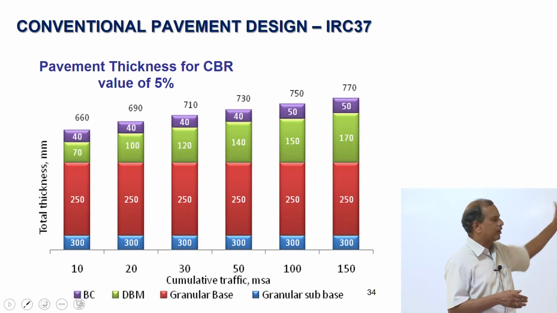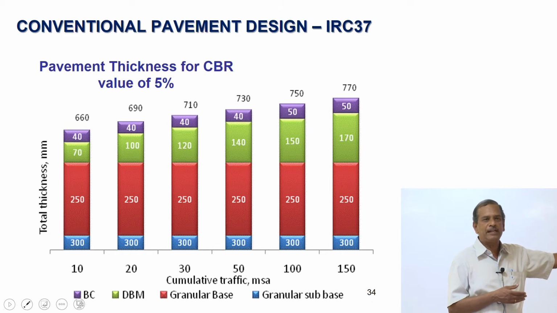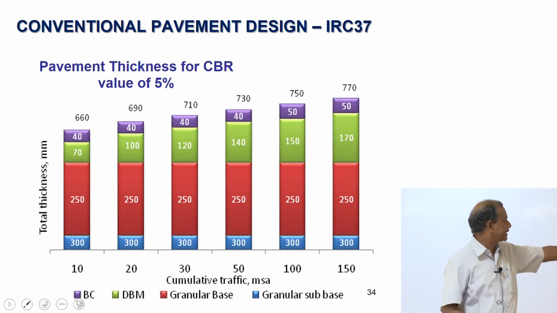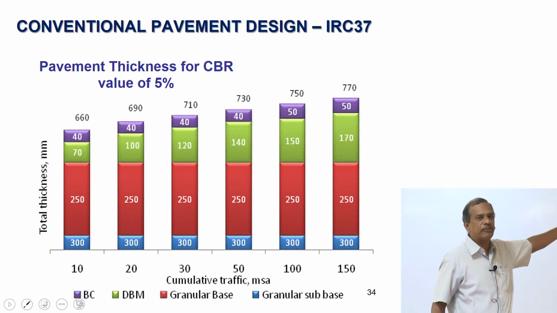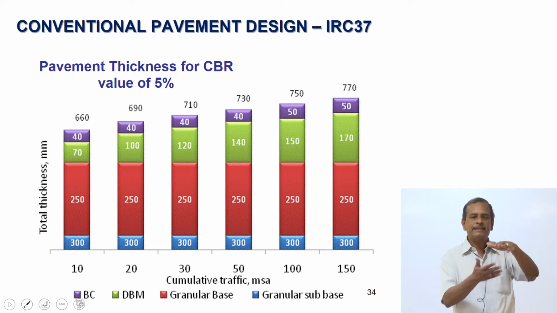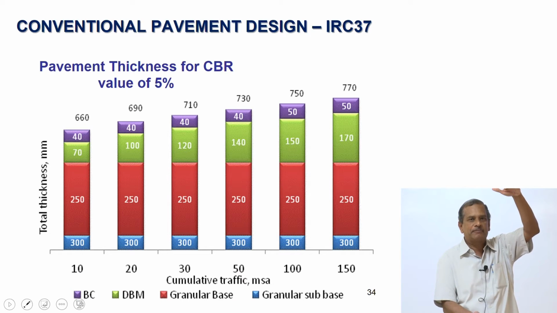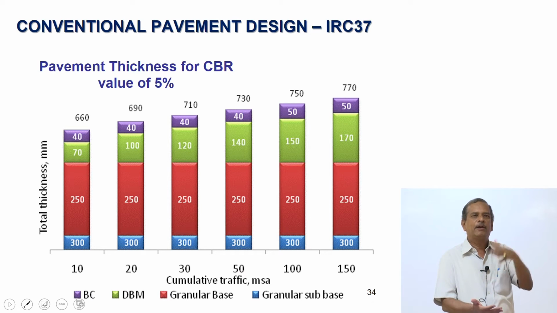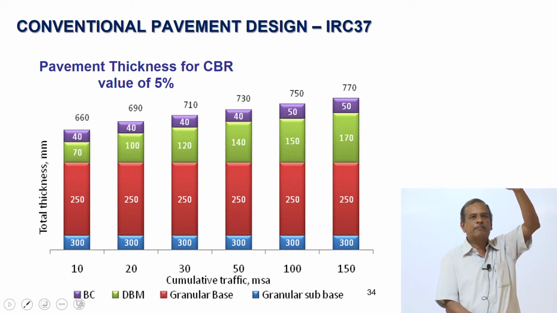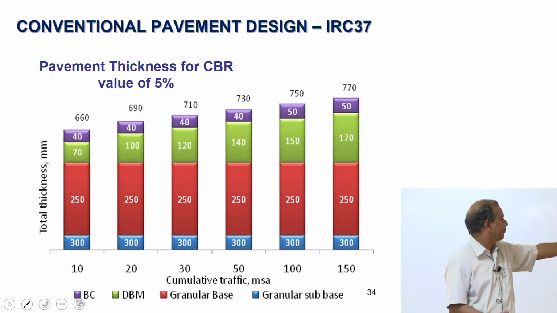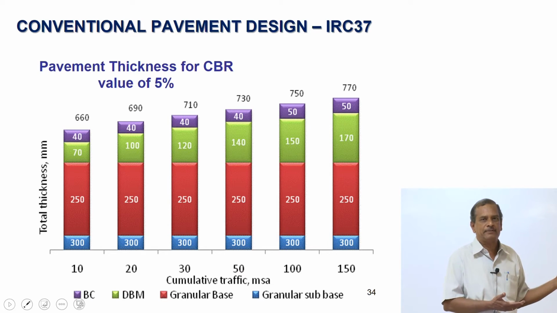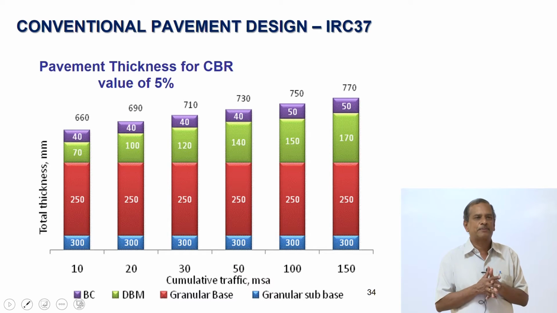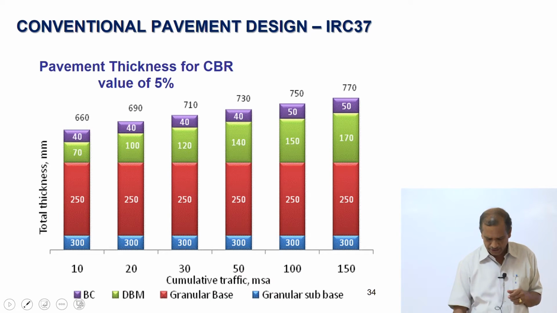If subgrade CBR is 5% and the traffic is around 150 million standard axles, the thickness of the pavement is of the order of around 77 centimeters. If the subgrade strength is not 5 but 4, 3, 2, then the thickness will go up to even 1000 millimeters. So, the weaker the subgrade and the higher the traffic, the thicker is the pavement. Out of this, the bituminous layer is around 220 millimeters. We have 250 millimeters of a granular layer and a sub-base layer of about 300 millimeters. So, how do I reduce the material consumption is the first challenge before you when you graduate.